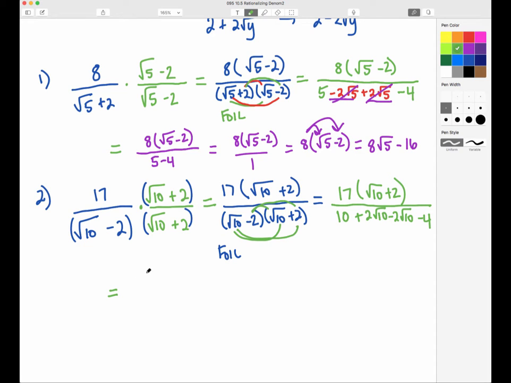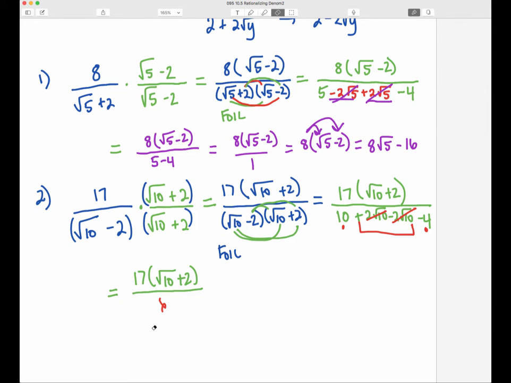Okay, so back to my problem. I have 17 times the square root of 10 plus 2 all over. Now I go back, and this should always happen if you've correctly chosen the conjugate. You will always have the middle terms with the radicals cancel each other out. So that's the whole purpose of the conjugate, is to get this canceling out to happen, and then you end up with just a number and a number, which can be easily combined. So 10 minus 4 gives me 6. Let's write that a little bit nicer.